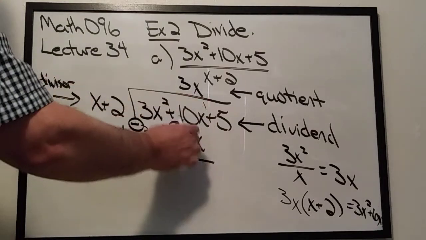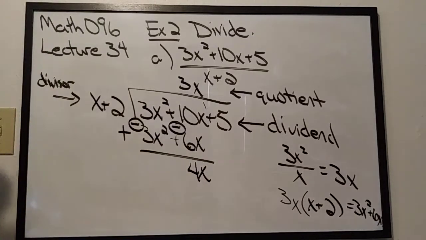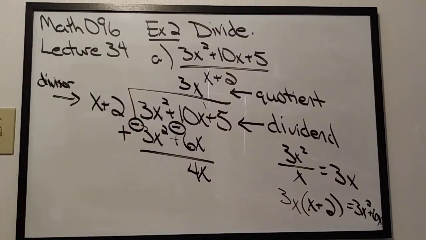Well, let's check out the next one. Positive 10x minus 6x, that's going to be 4x. Now, if this was simply a division in terms of integers, then I would be done. I did the multiplication, then I did the subtraction, and then I got an answer down below.